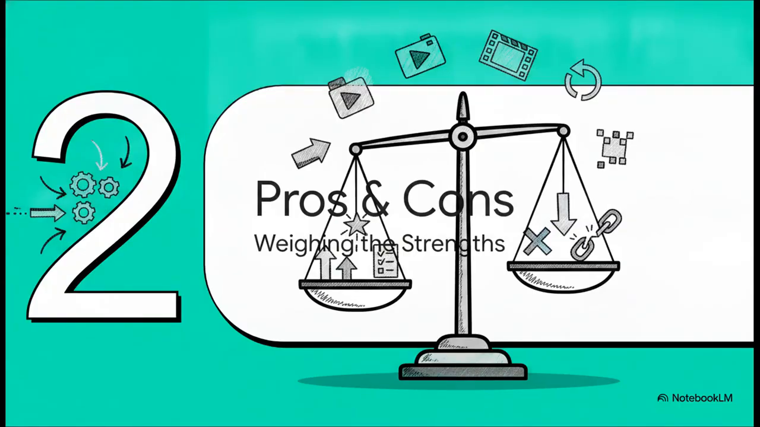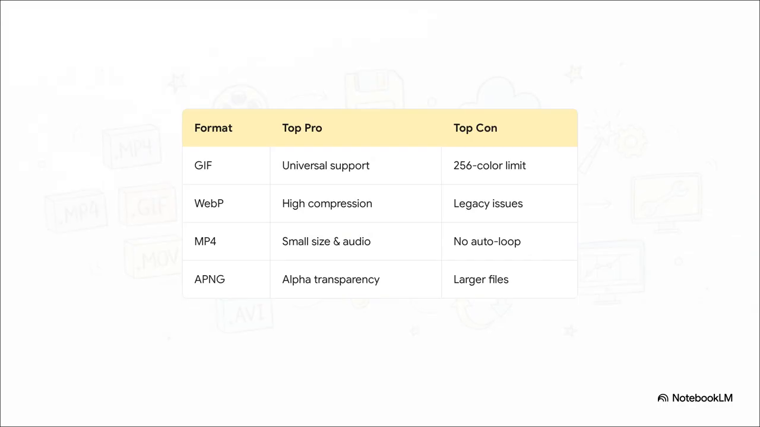All right, Section 2, Pros and Cons Comparison, weighing the strengths and weaknesses. Let's move into the analytical phase and see how these 4 actually stack up against each other. When we weigh the strengths and weaknesses, some very distinct trade-offs emerge. If your top priority is universal compatibility for, say, emails or simple memes, you kind of just have to accept the 256 color limit and stick with GIF. But if you want extremely high compression for a super fast-loading modern website, you upgrade to WebP.